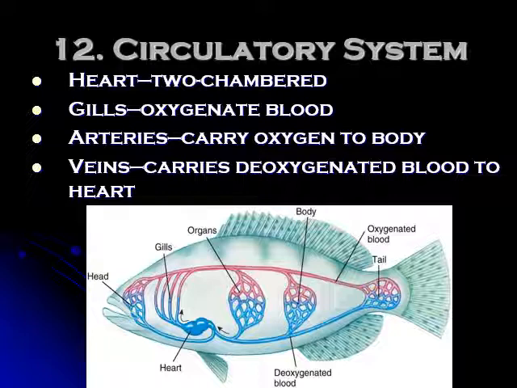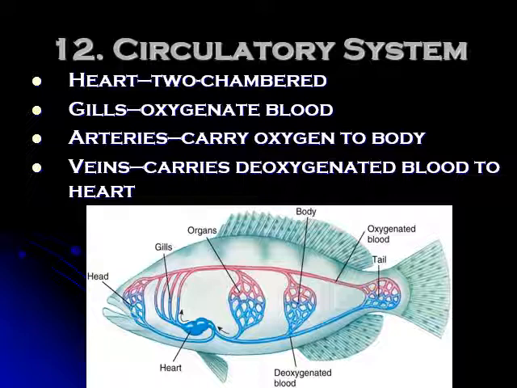So you're following the pathway: the heart takes the blood and pumps it to the gills, where you can see it turns red. That then goes through arteries to deliver the blood to all the tissues of the fish, and it then is deoxygenated and is then going to come back to the heart.